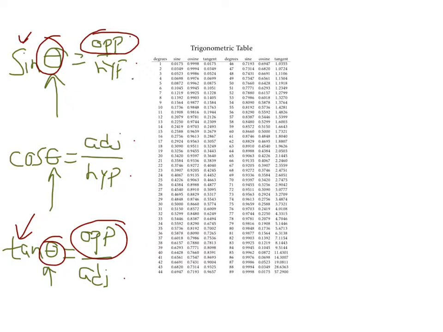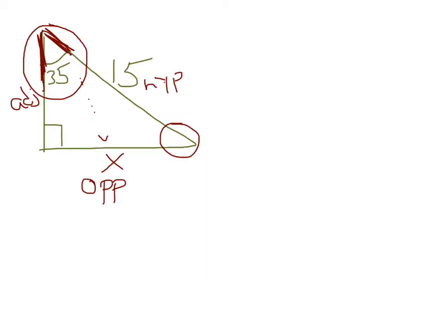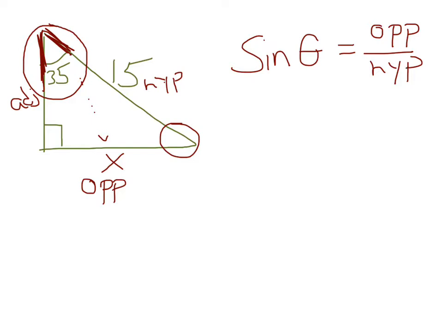The question is, do I know the hypotenuse so that I can solve this equation for the opposite side? Or do I know the adjacent side and can solve this equation down here, tangent, for the opposite side? Well, it turns out that I have my hypotenuse. So I'm going to use my sine equation to solve this problem. So I'm going to write that out. Sine of my angle is equal to the length of the opposite side divided by the length of the hypotenuse.